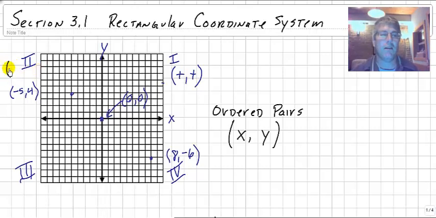So in the second quadrant, our ordered pairs there, our x's are going to be negative, but our y's will be positive. And in the third quadrant, both the x's and y's are negative, so negative, negative in the third quadrant. And the fourth quadrant, those ordered pairs, x's again are positive, but y's will be negative.